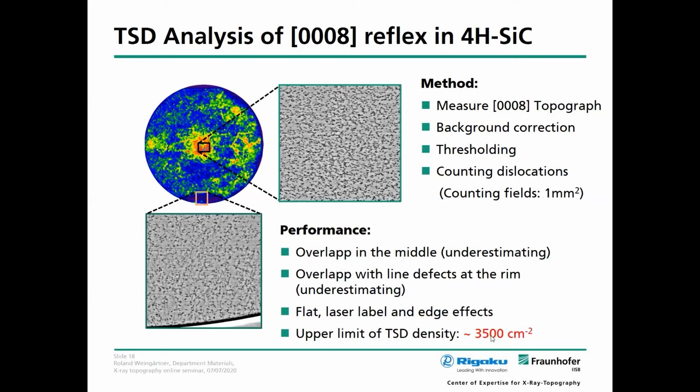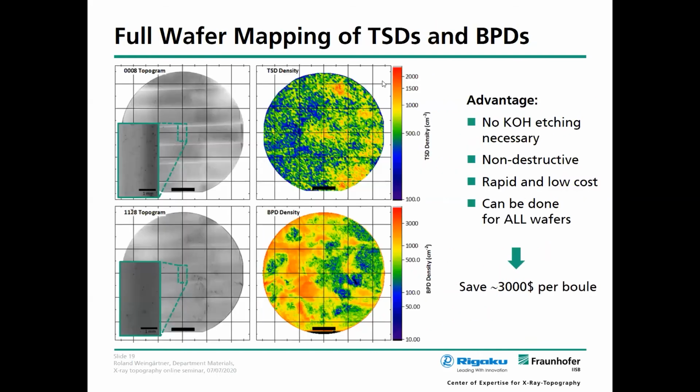Nevertheless, this is a very high value for 4H silicon carbide, because usually, if you see such a density map, the defect density is very well below this 3,500, so that we do not have the problem in commercially available wafers to detect this threading screw dislocation, which you can see here in this original topogram of the 008 wafer. In this enlargement, you see that all these points are well separated, so you can easily detect and count these threading screw dislocations.